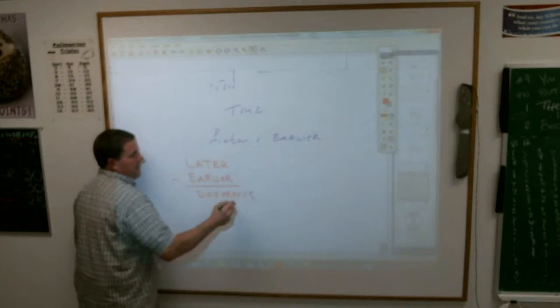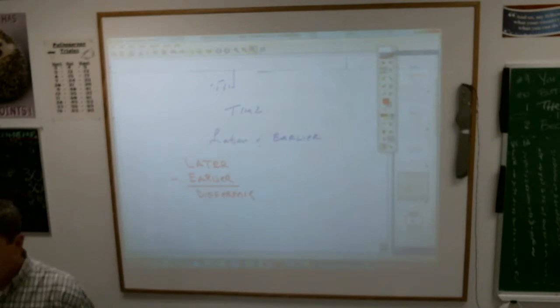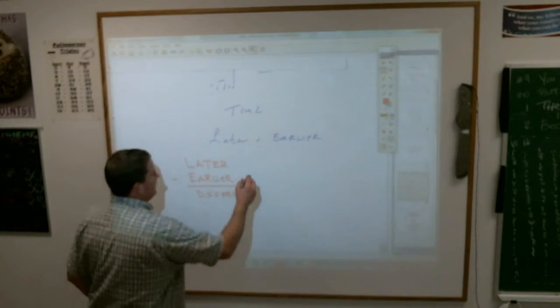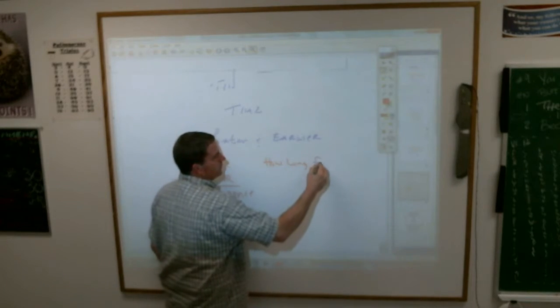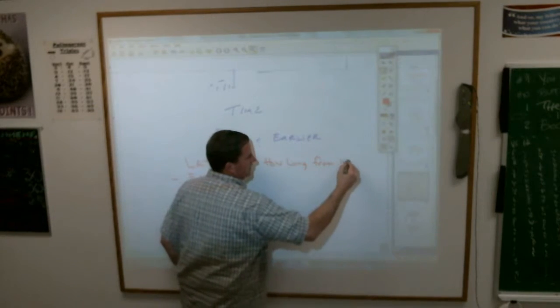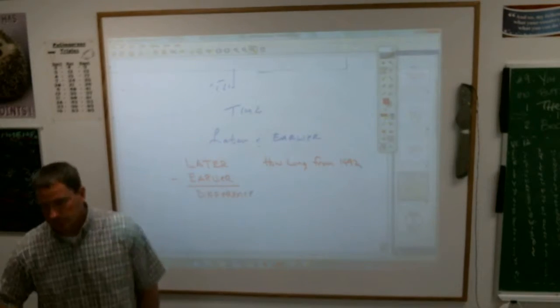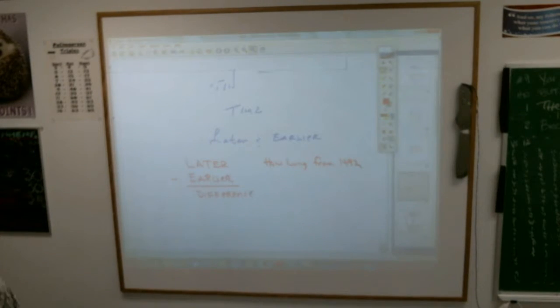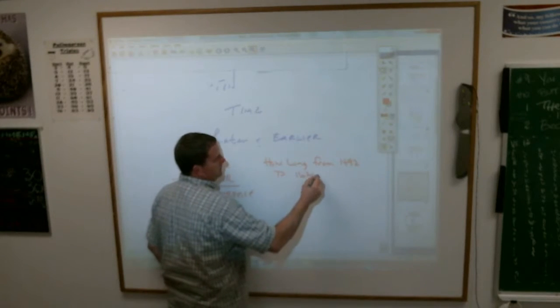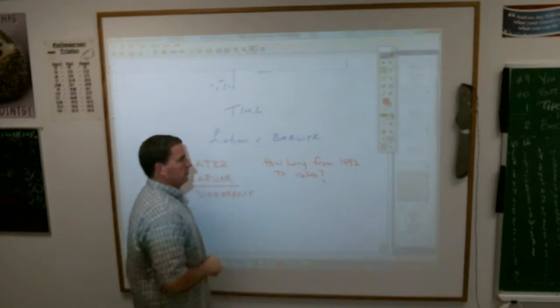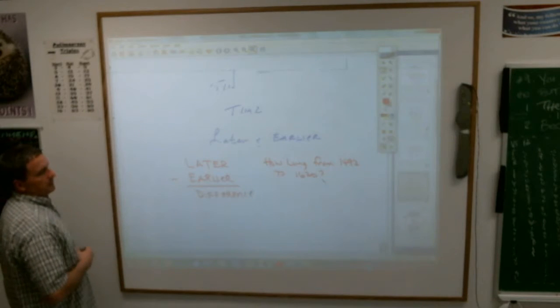And time can be kind of tricky. Again, we talked about it because of noon and having double numbers. So here's an example. How long from 1492, which was when Columbus sailed the ocean blue, to 1620, which is, I don't know, maybe that's when Amerigo Vespucci, I don't know.